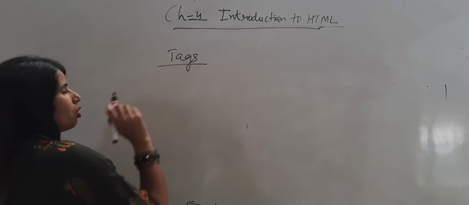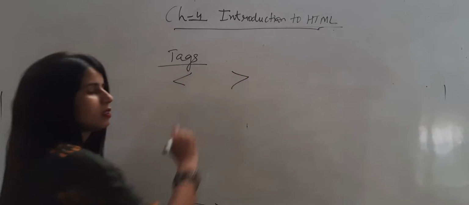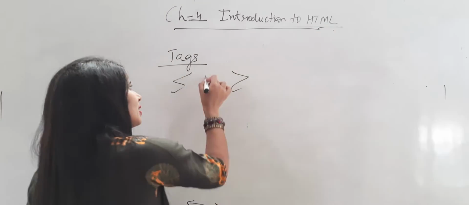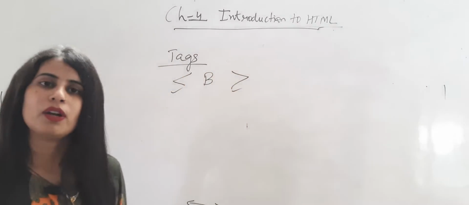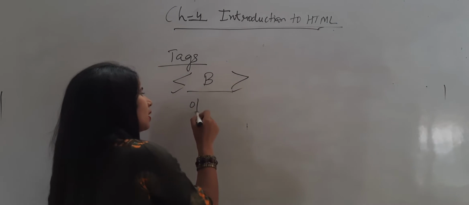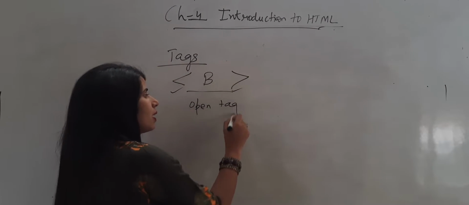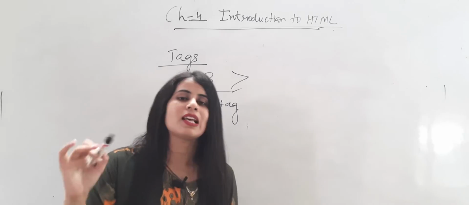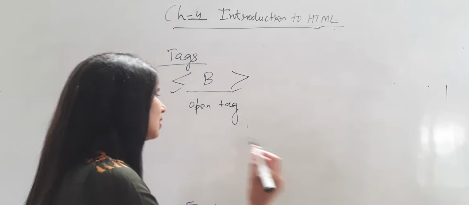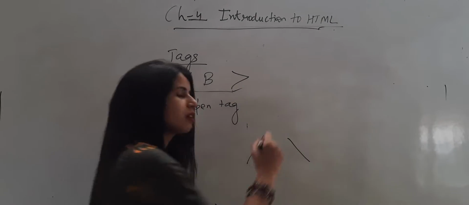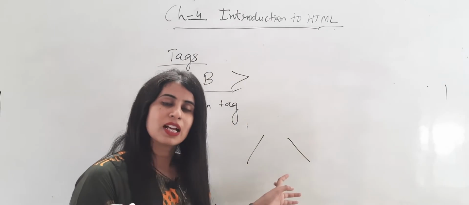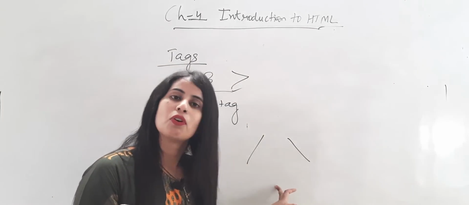Tags always start with angular brackets. These are the two angular brackets. Suppose the B tag is there. B stands for bold. This is the open tag. And if we are closing it, what do we have to do? We have to use a forward slash. Two kinds of slash are there, forward and backward. Which slash will we use here? We will use the forward slash.